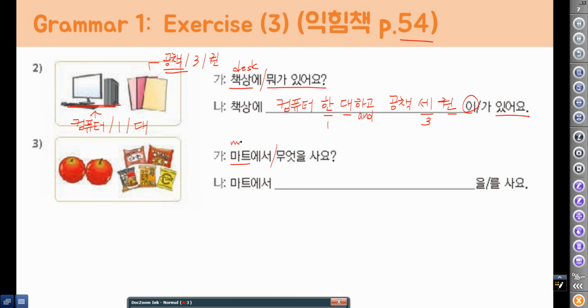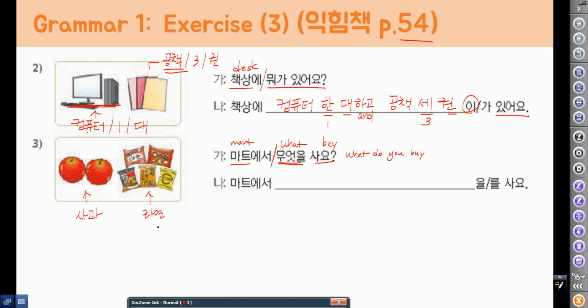마트에서 무엇을 사요? 마트, mart, or the grocery store. 마트에서, at the grocery store, 무엇을 사요? What do you buy? What do you buy at the mart? Okay, 무엇을 사요? 자, 마트에서 what is this? 사과. How about this one? What do you think this is? It's actually 라면. Okay, 라면.